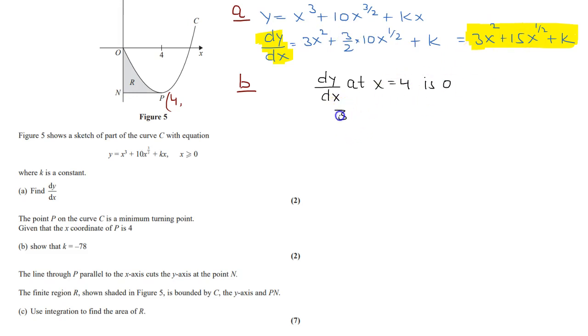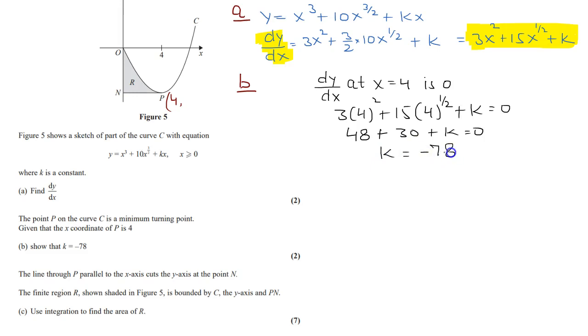So we put 4 square times 3, plus 15 times 4 to the power half, plus k is equal to 0. So this is 48 plus 4 to the power half is 2, so this is 30, plus k is equal to 0. So k will be minus 78. Show that k is minus 78. So k is minus 78. This is for part B.